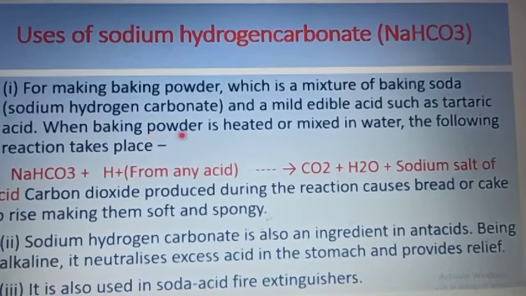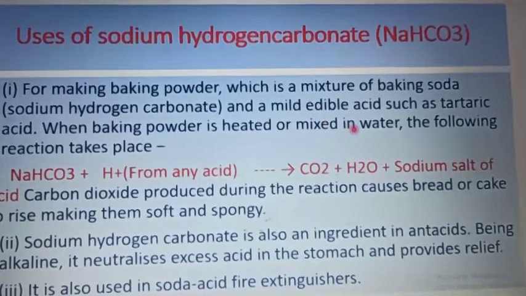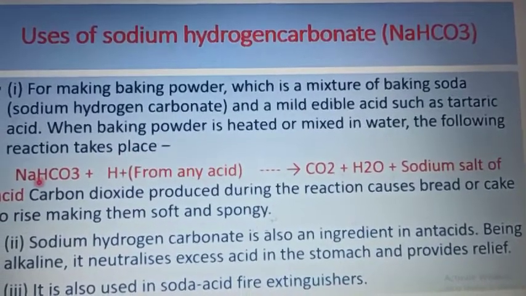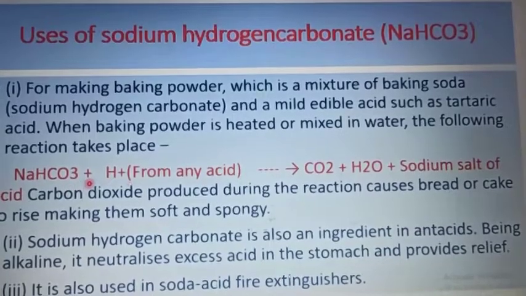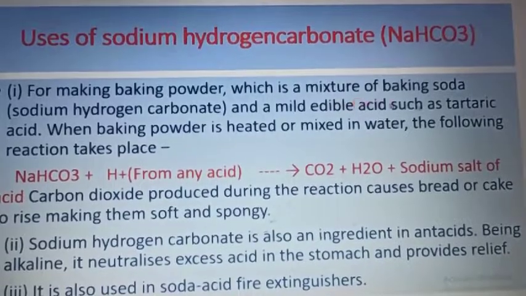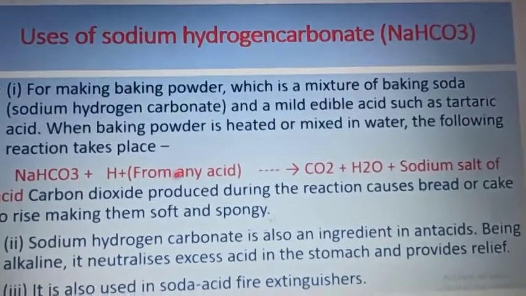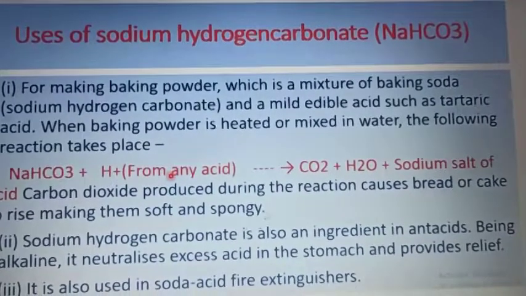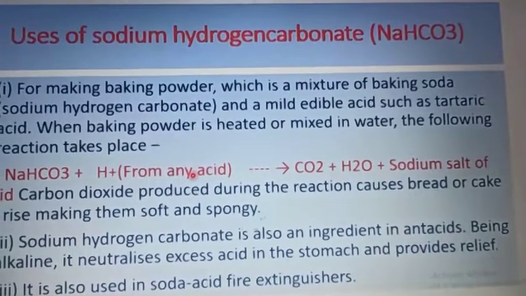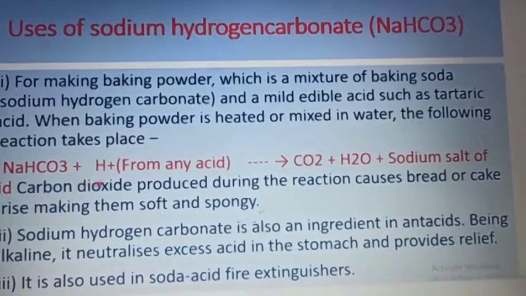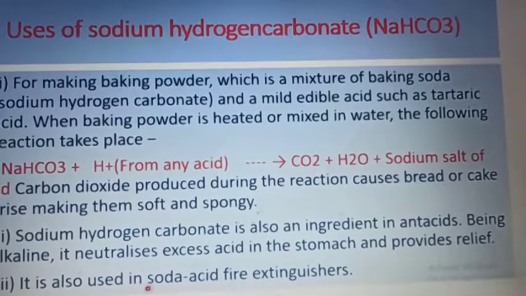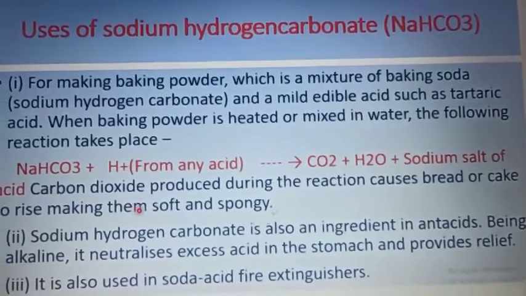So when baking powder is heated or mixed in water, the following reaction takes place. When it is heated or mixed with water, it releases carbon dioxide, and these H ions are from any acid, as tartaric acid is used here. In the same way, if tartaric acid or any other acid is used here, these H ions are from that, and the sodium salt will be formed of that particular acid. So the carbon dioxide produced during the reaction causes the bread or cake to rise, making them soft and spongy.